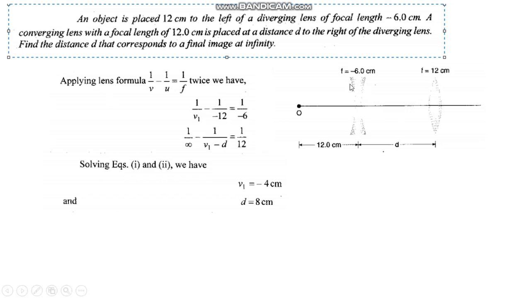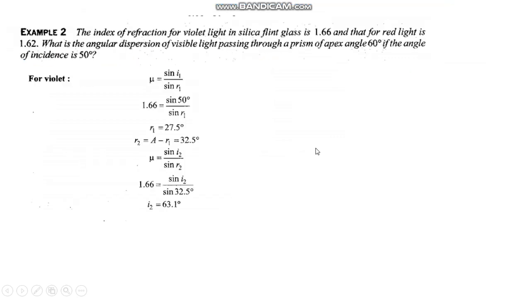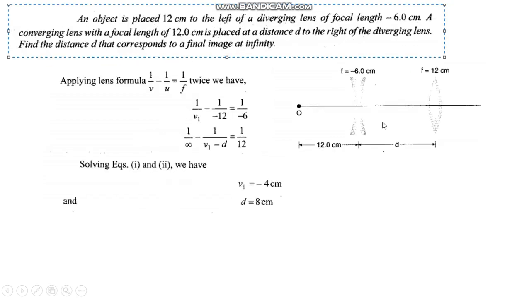So in this question, 2 lenses are given. One is a concave lens, another is a convex lens. The object location is given and they are asking you, if the image has to form at infinity, how much should be the d distance? This we have to find out.